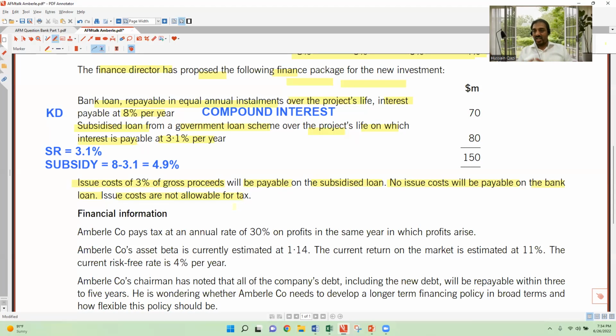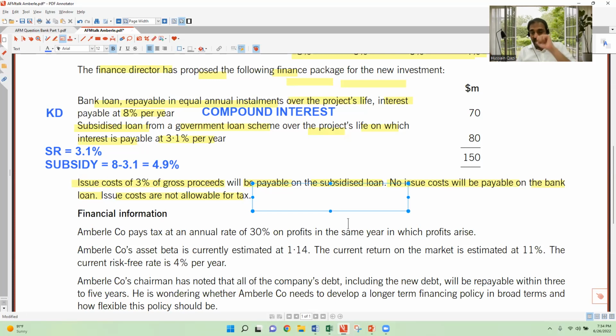So the important point is that issue cost is always relevant. But we need to identify from where we will arrange the issue cost. Whatever the amount of the issue cost, either we arrange it from an internal source of finance or from external finance through debt.